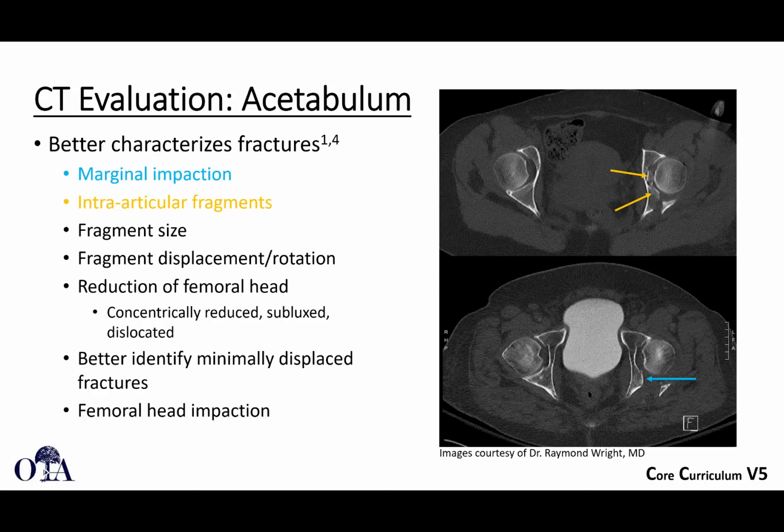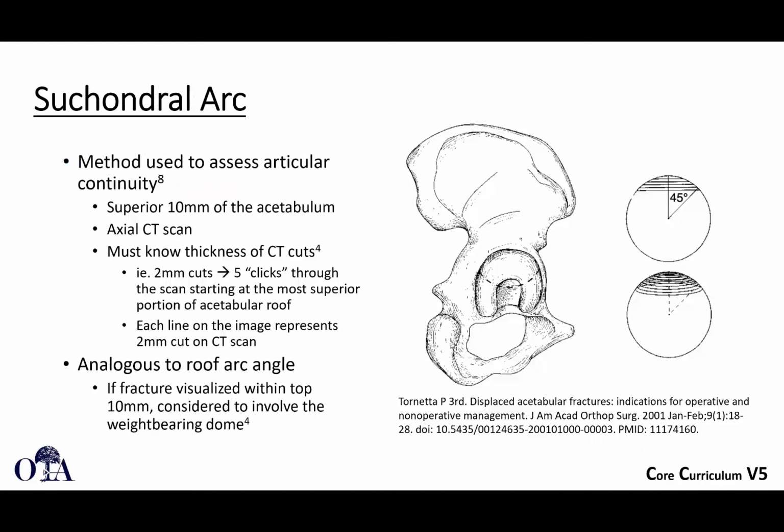Intra-articular fragments are also seen, as shown with the gold arrows in the upper image. You can better assess fragment size and fragment displacement. Reduction of the femoral head: is it concentrically reduced, is it subluxed? You can see that on plain film also, but CT scan can show it a little more precisely, as well as femoral head impaction and other minimally displaced or non-displaced fracture lines.